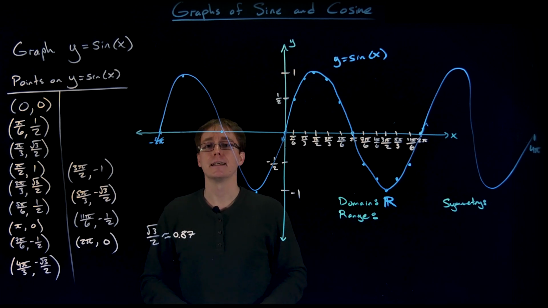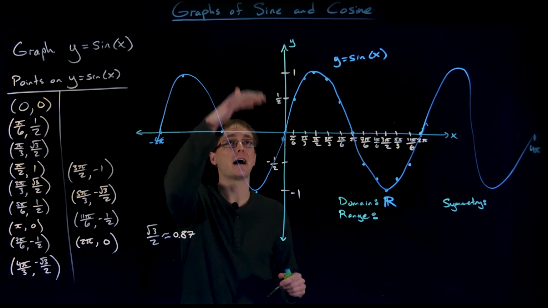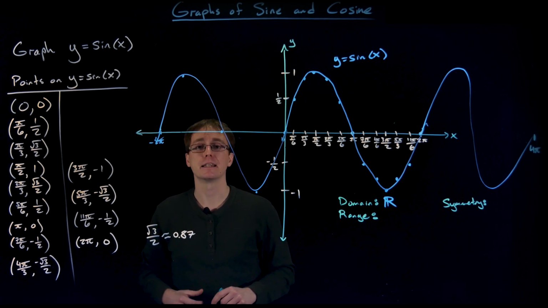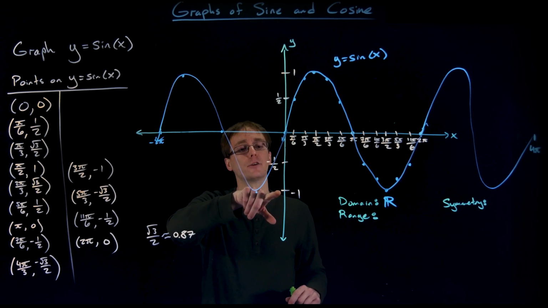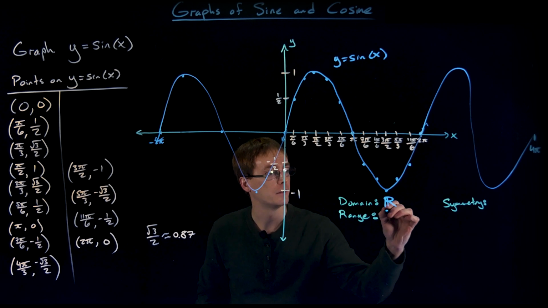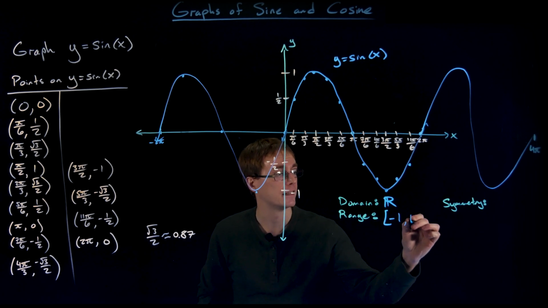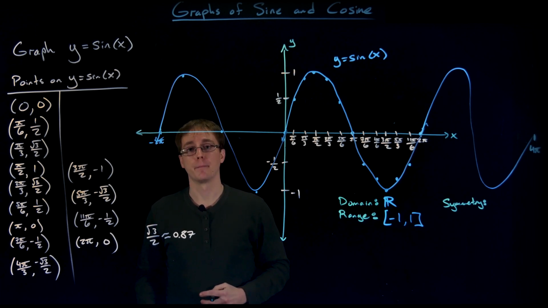The range is not the same. Remember, the range is the set of outputs or y values if we're looking at the graph in the xy plane. And we talked about this before. Our minimum y value is -1. Our maximum y value is +1. So our range is finite. It's that closed interval from -1 to +1.